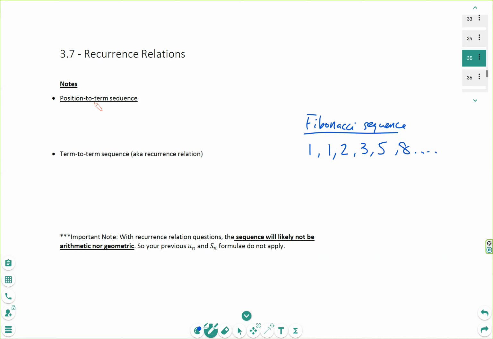Right. So in this lesson, we talk about recurrence relations. So what is that? The position-to-term sequence, what we've been learning so far, is the nth term. So un equals 2n squared plus 3. This is what we call position-to-term.